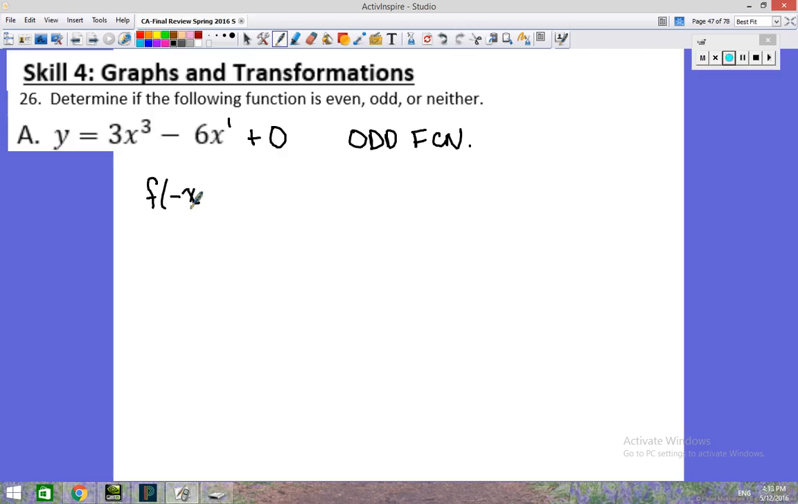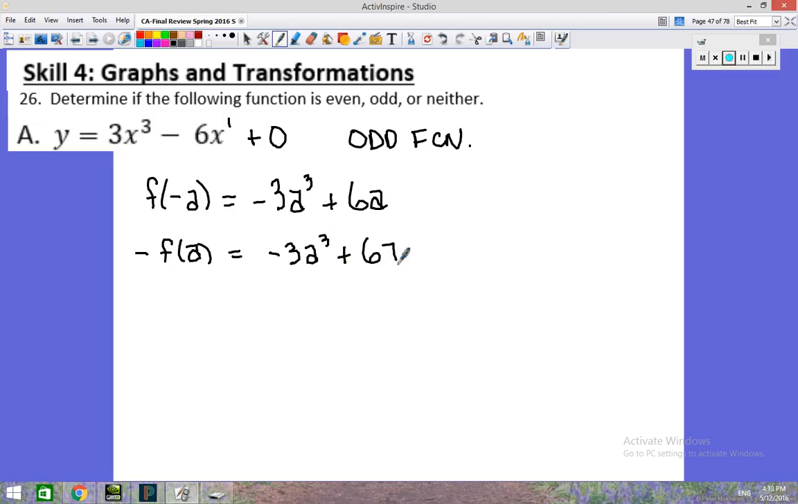If I evaluate this function at -a, what do I have? Well, a negative base raised to an odd power is going to be a negative term. This is going to be negative, and I'm already subtracting, so it changes to positive, and I have this. Well, clearly that's not equal to the original expression. So the opposite of the original expression, I would have negative 3a cubed plus 6a. Since these two are equal, it's an odd function.